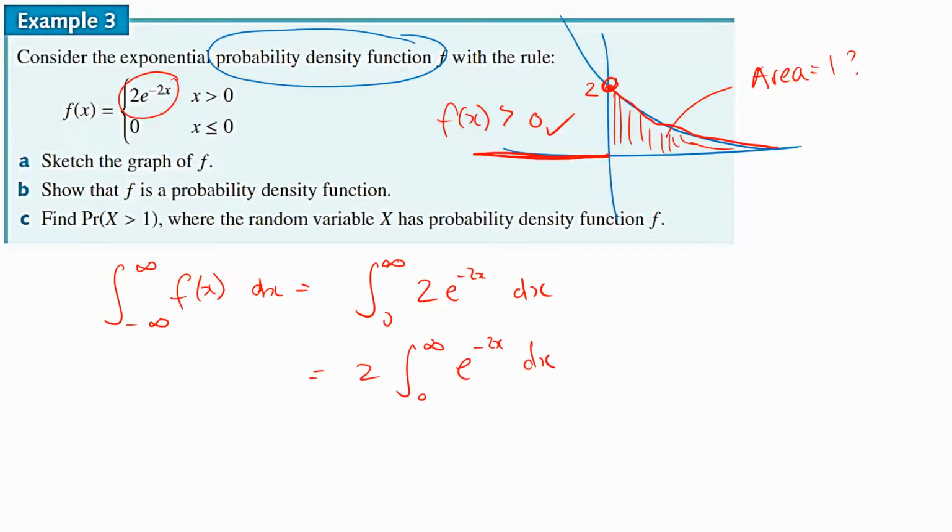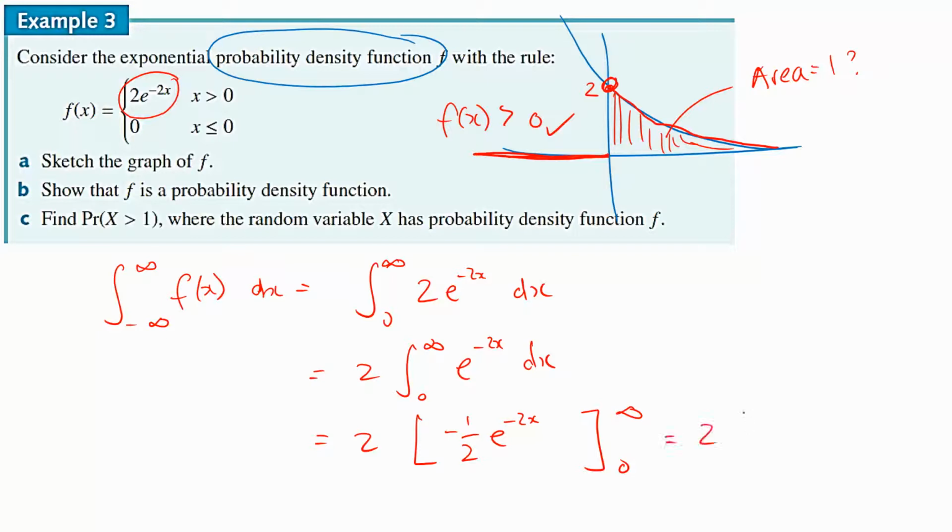Integration of e^(-2x), what is that equal to? Good. e^(-2x), 0 to infinity. Okay. So you can see here, I'm just doing 1 on k. So if that's your k value, it's 1 over k. So 1 on negative 2, e^(-2x). Now you're doing your definite integrals.